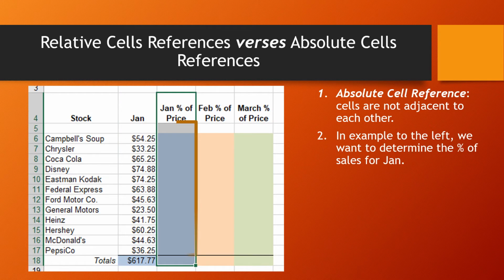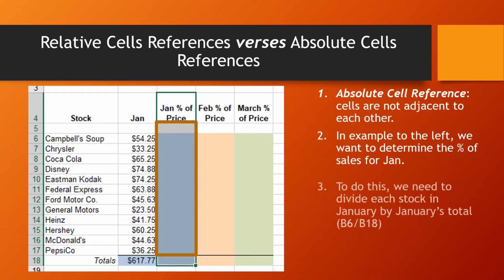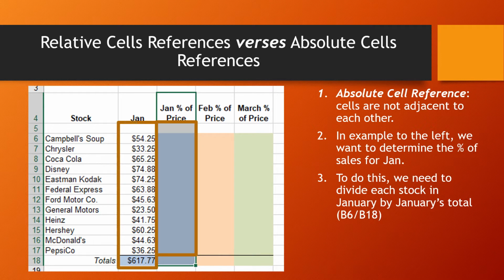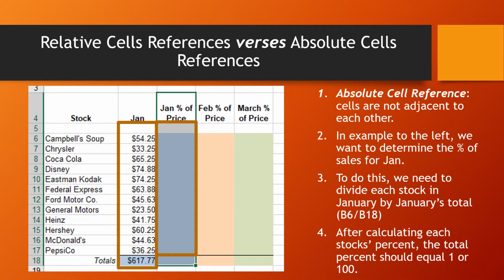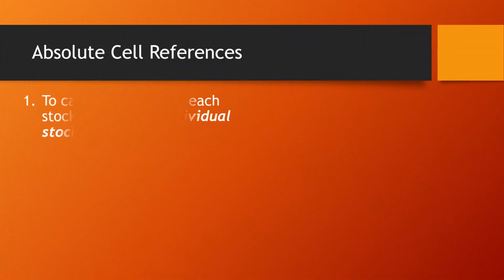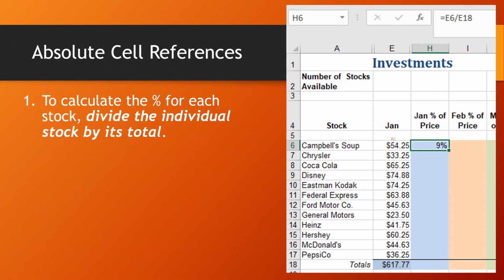In the example to the left, we want to determine the percentage of sales for January. To do this, we need to divide each stock in January by January's total. That would be B6 divided by B18. After calculating each stock's percentage, the total percent for all of the stock should equal 1 or 100%. To calculate the percent for each stock, divide the individual stock by its total.